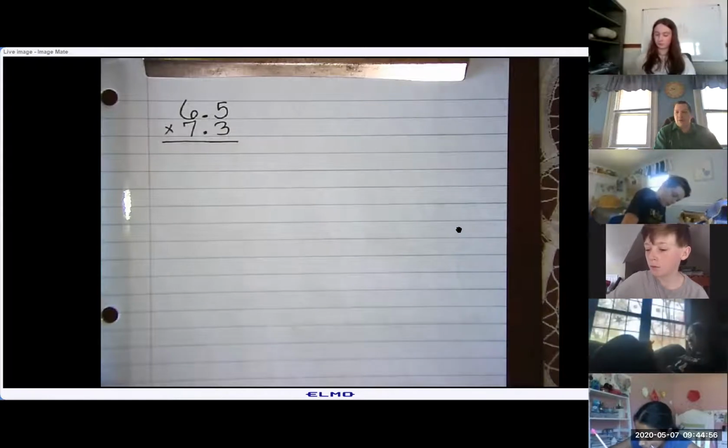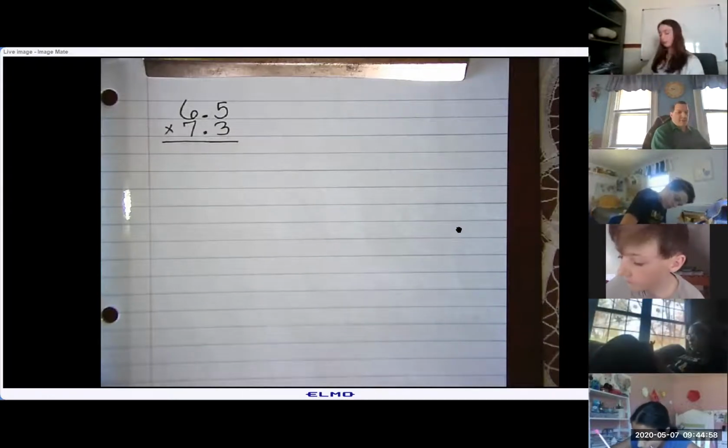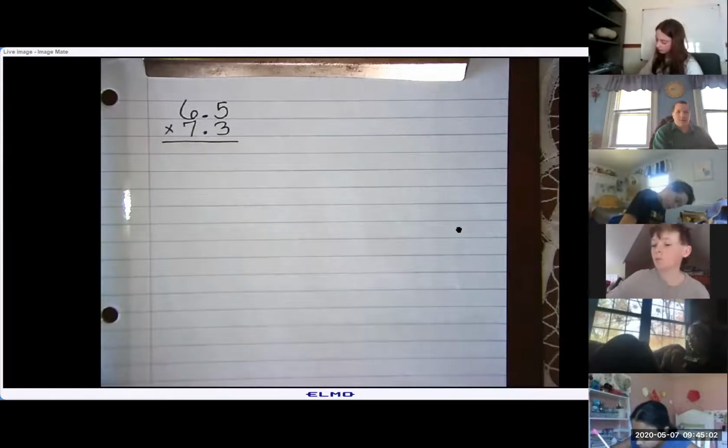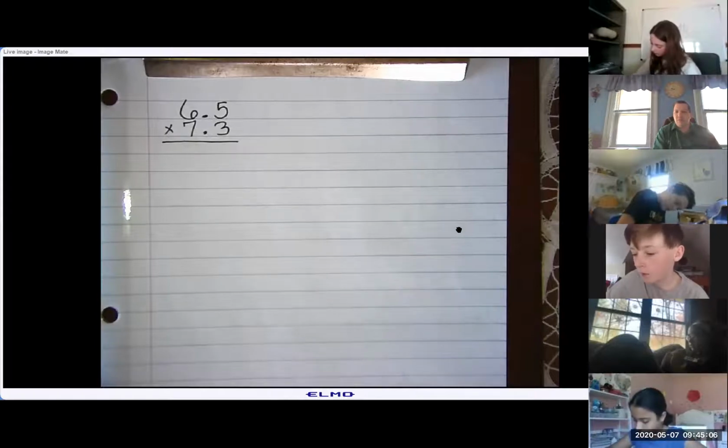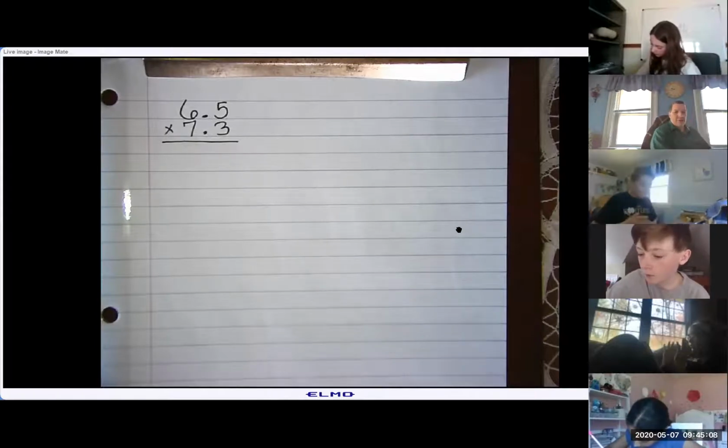Multiply it out as if it had no decimals, add your partial products, count your decimal place values in each factor, then move the decimal point in the final product that number of spaces.